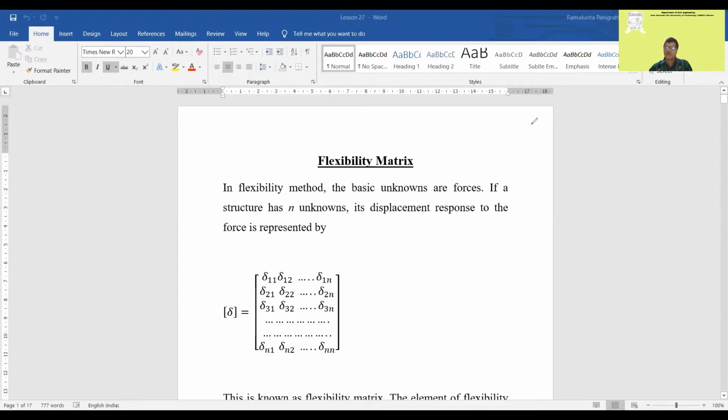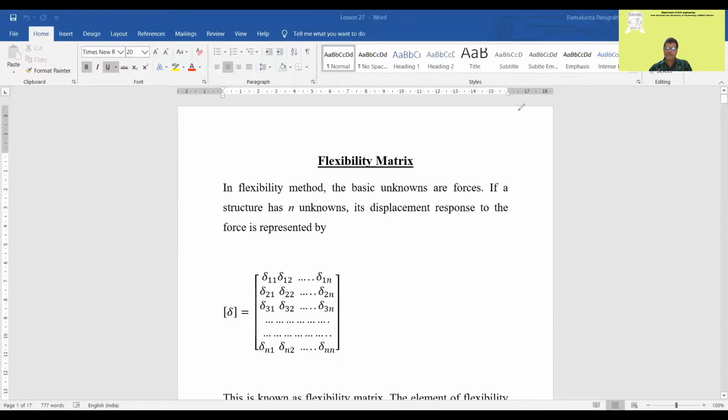As we have already discussed, the stiffness method is a displacement method, whereas the flexibility matrix method is a force method. In the stiffness matrix method, we identified the unknowns as displacements. Here we will find the redundant forces as the unknowns. The flexibility matrix method is a force method. The unknowns are the forces.